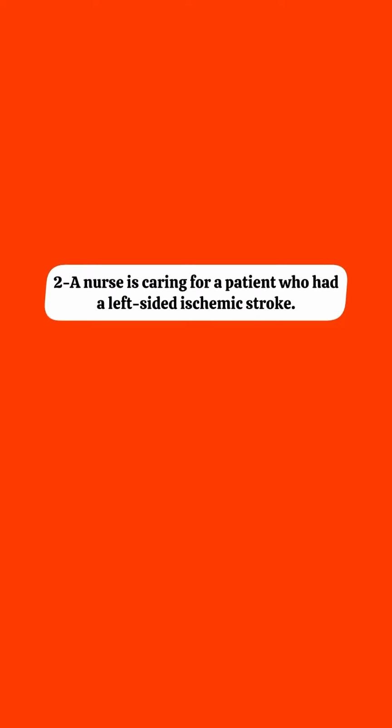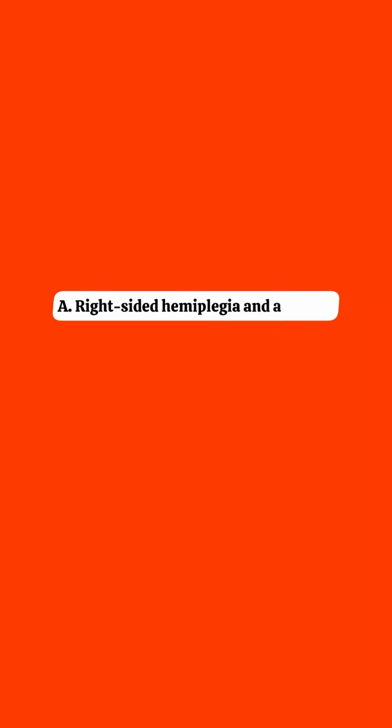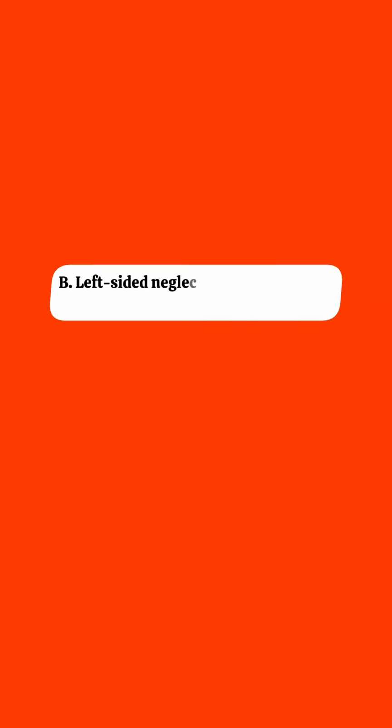2. A nurse is caring for a patient who had a left-sided ischemic stroke. Which of the following findings would the nurse expect? A. Right-sided hemiplegia and aphasia. B. Left-sided neglect and visual spatial deficits. C. Impulsive behavior and denial of deficits. D. Right-sided facial droop and agnosia.